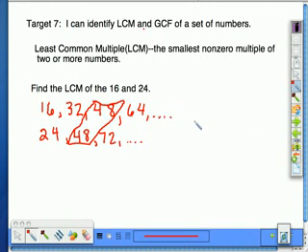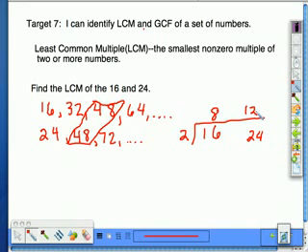We could use the cake method, as we've seen in class, on this problem also. If we put 16 and 24 underneath a division bar, now I need to find a common factor. I need to find a number that can go into both 16 and 24. Well, they're both even, so I know 2 could go into them. 2 goes into 16 8 times, and 2 goes into 24 12 times.